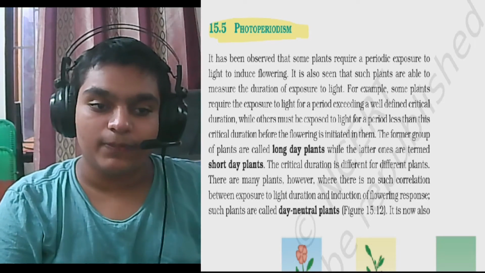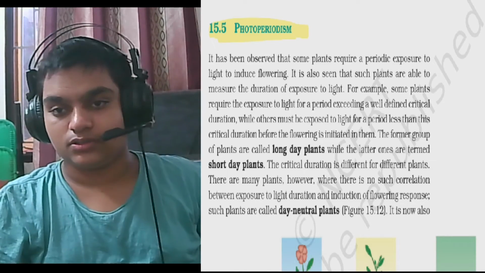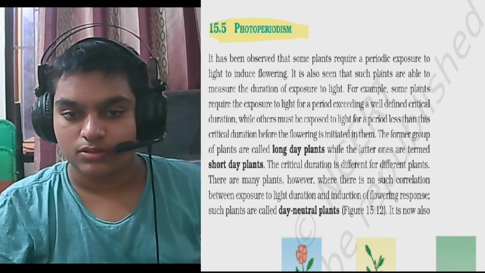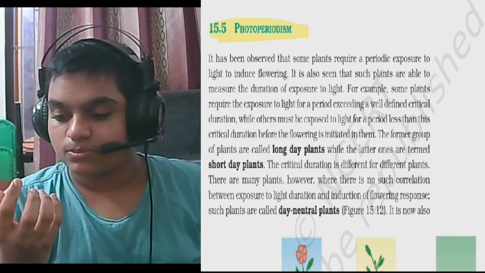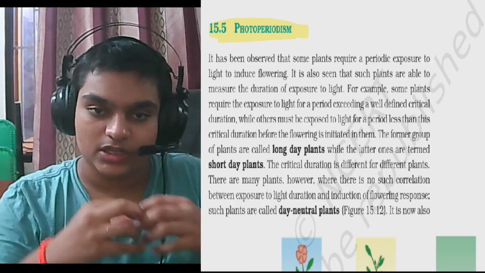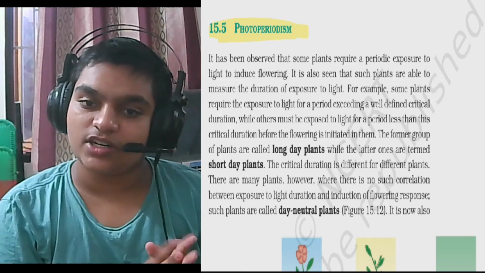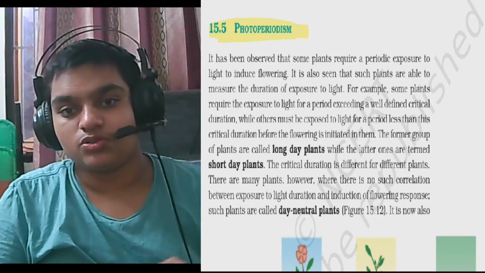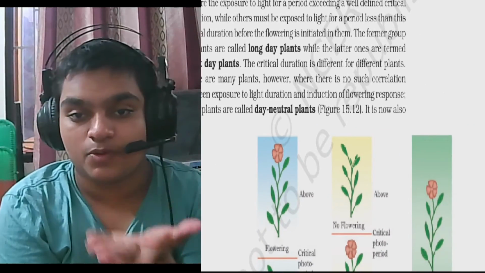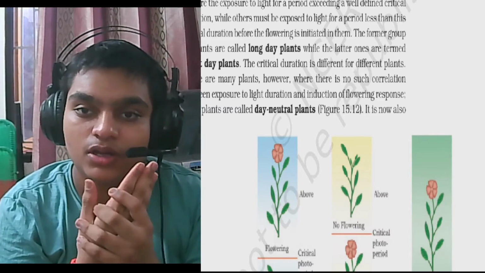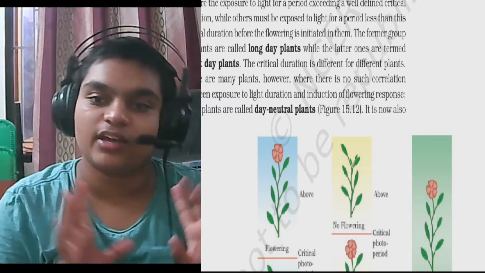So like that only, the plants which flower so fast, without the help of light, without the exposure of more light, they are termed as short day plants. So the plants which require a long exposure to light, they are termed as long day plants. The plants which can flower both when they are exposed to light either shortly or to a more extent, they can flower.